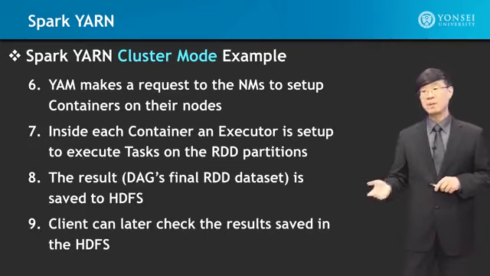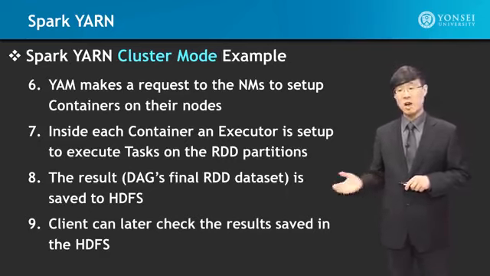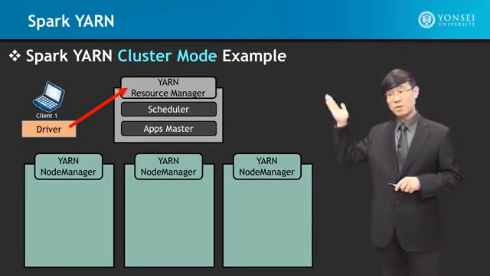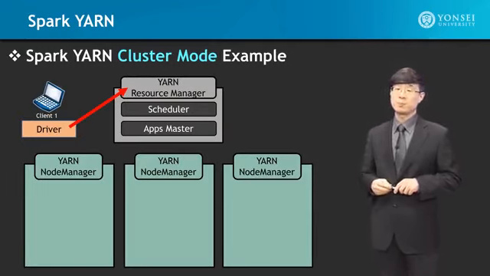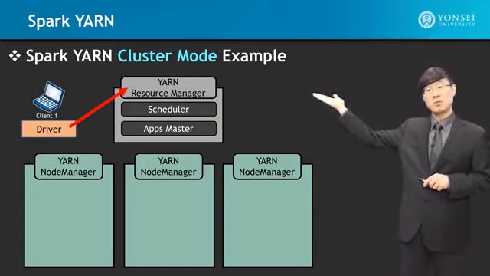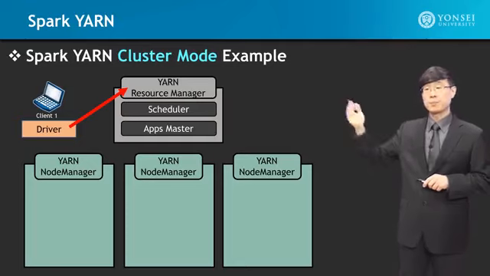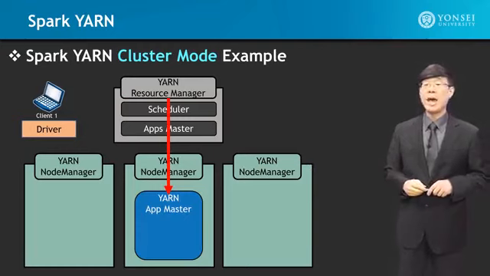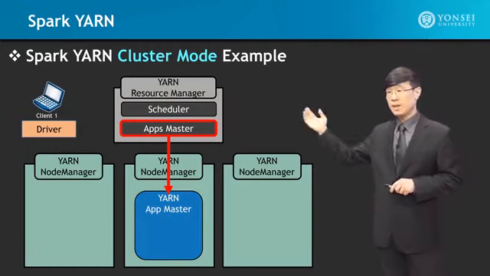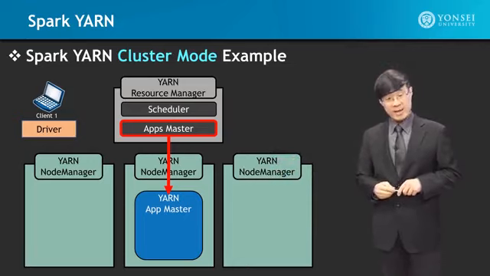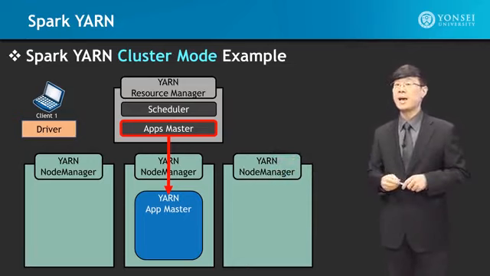Then the client can come later and check the results that are saved on HDFS or in Cassandra or some other place. Let's look at this operation of the cluster mode in animation. Here we go. The driver contacts the resource manager of Yarn, the YRM, and the YRM will set up a Yarn App Master. And then the Apps Master will start to monitor the YAM to provide its backup capability in case a failure occurs.